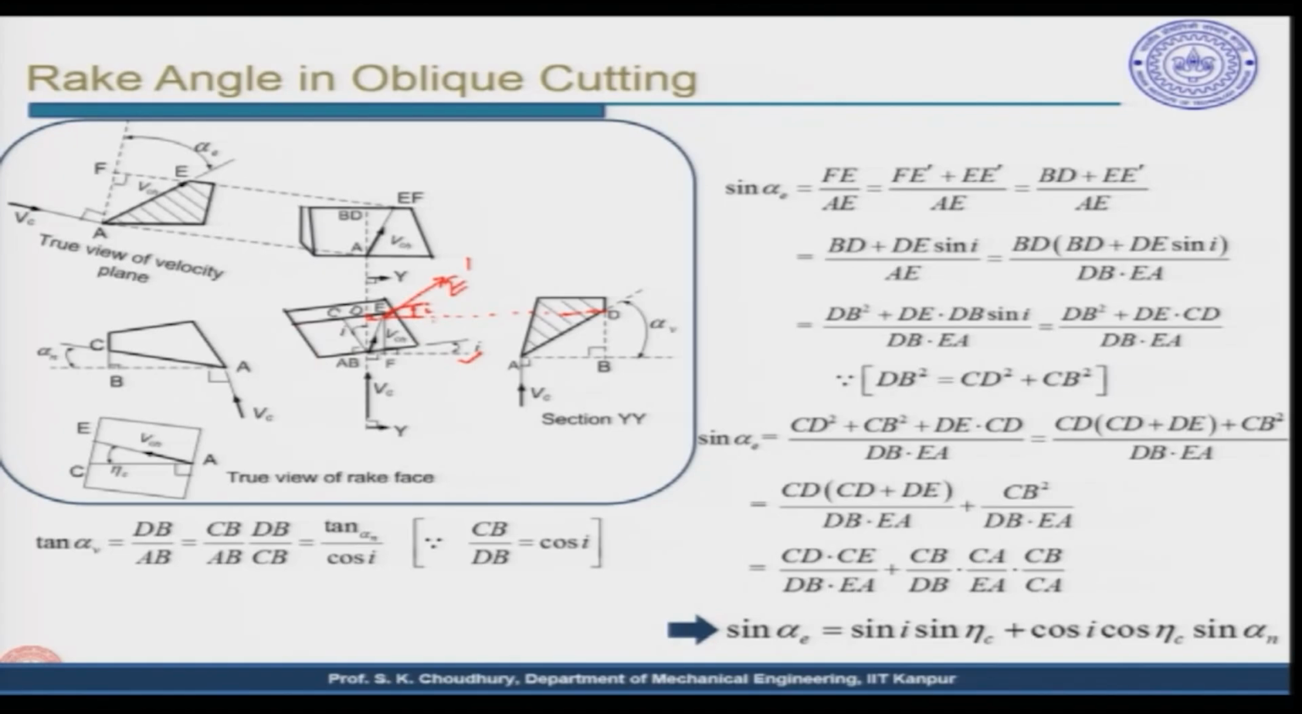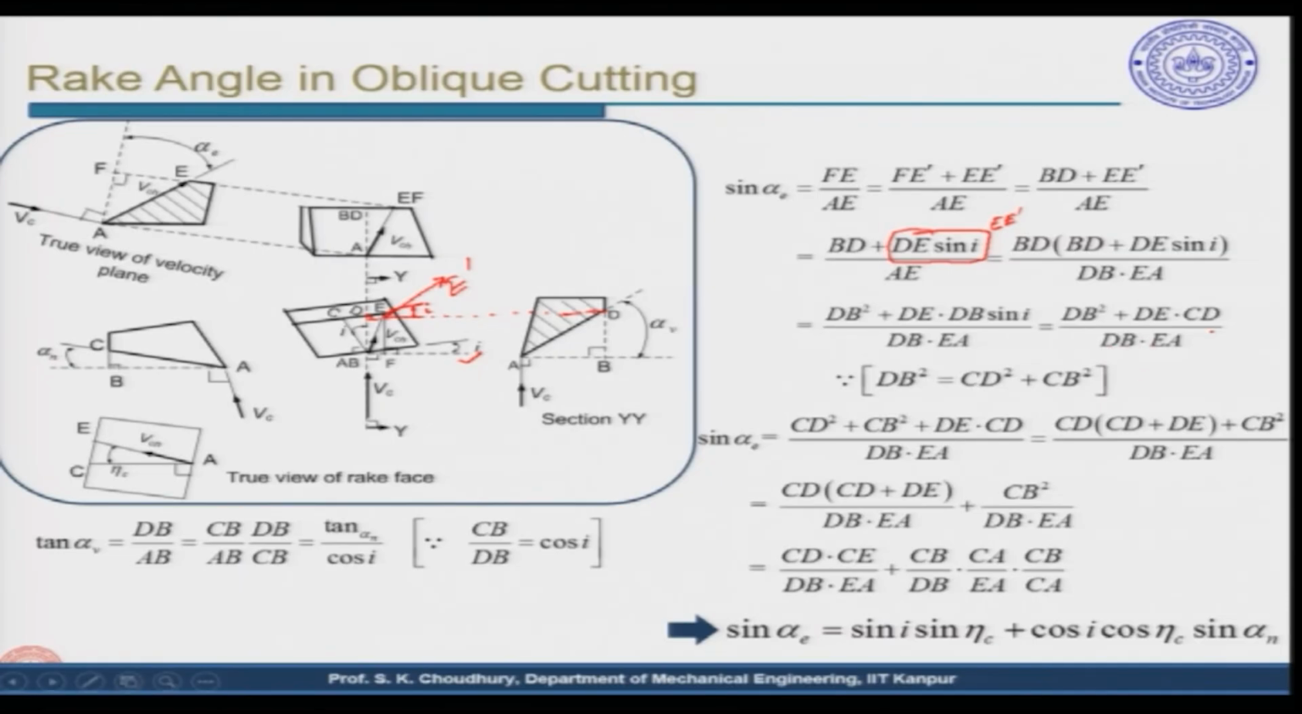Okay, this is the horizontal line, or the line vertical normal to the cutting velocity vector. So, from this small triangle you will find that EE prime is equal to DE sin I. This is EE prime, and this can then be taken as BD plus DE sin I. After that it is easy; you can compare with this diagram.